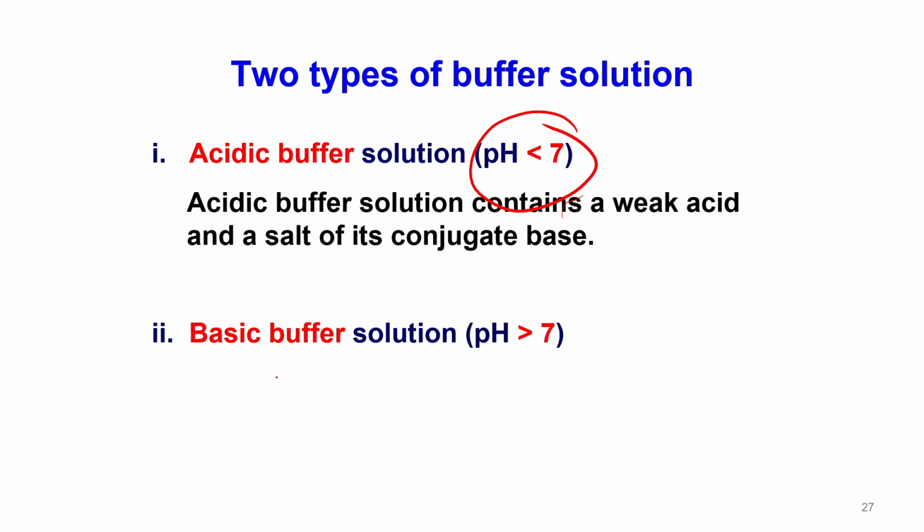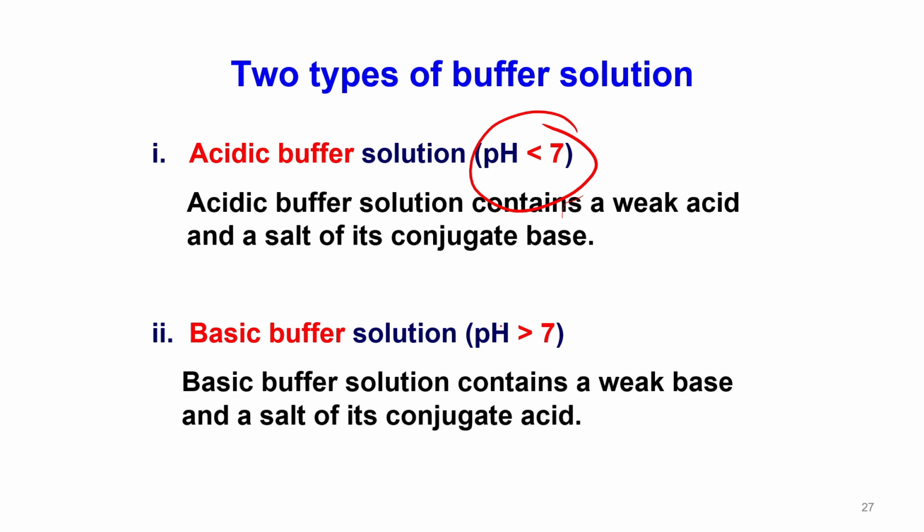And the basic buffer solution, okay, pH dia lebih besar daripada 7, greater than 7, because dia adalah basic buffer solution. Jadi basic buffer solution dia mengandungi a weak base and, okay, salt of its conjugate acid.